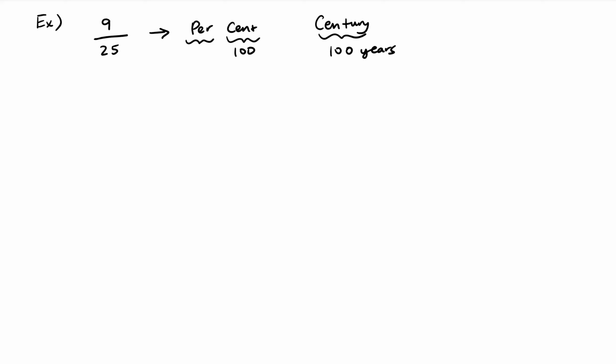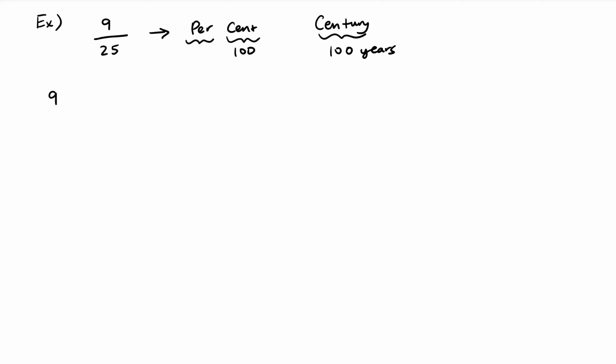So let's say we want to convert the fraction 9 over 25 into a percentage. Now, percent, cent comes from the Latin word that means 100. You can think of the word century, which is 100 years. So percent means like per 100.